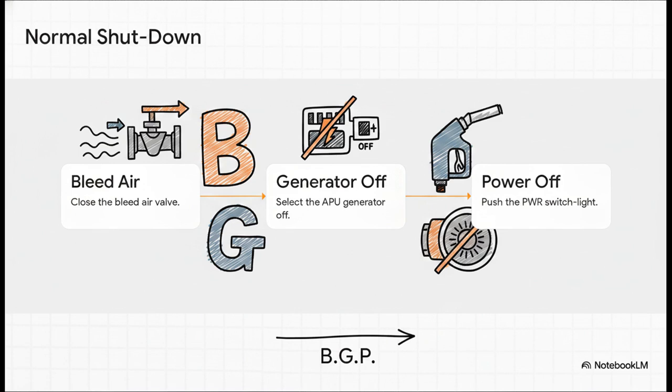The very first step is securing the pneumatic air by pushing the BL air switch light to close the bleed air valve. Your memory aid? B for bleed air closed. Next, you have to remove the electrical load by pushing the gen switch light, taking the starter generator offline. That's G for gen off. Finally, you push the PWR switch light, causing the run segment to go out and closing the fuel valve, completely stopping the APU. P for power pushed. So, to remember the exact sequence, B, G, P.